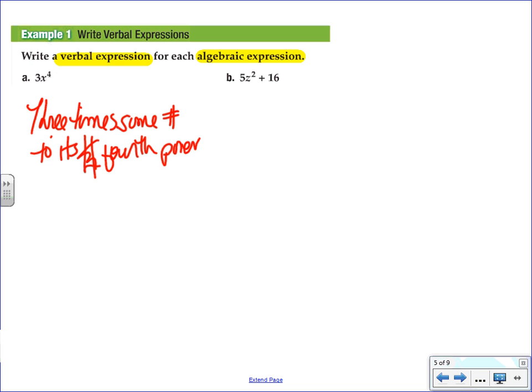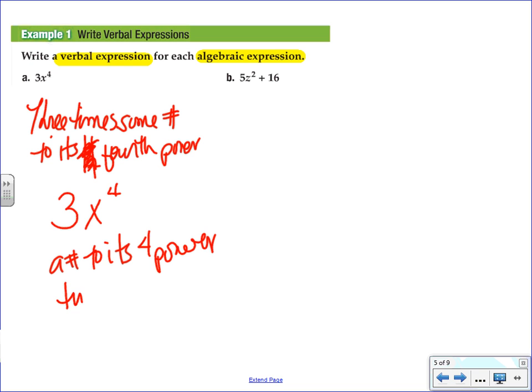3 times some number to its 4th power. 3 times some number x, we don't know, 4th power. Or you could also, there are other ways you could word this. You could say a number to its 4th power times 3. Right? Okay.